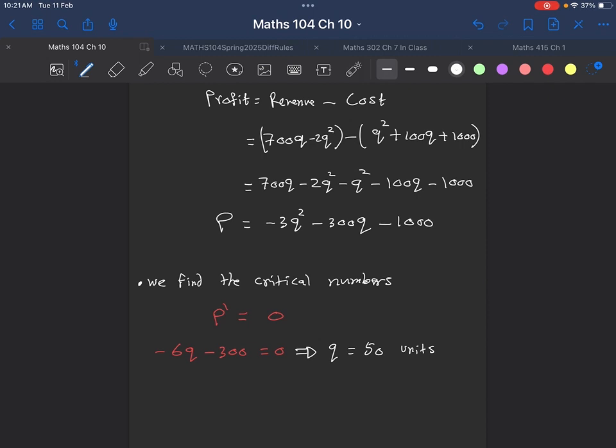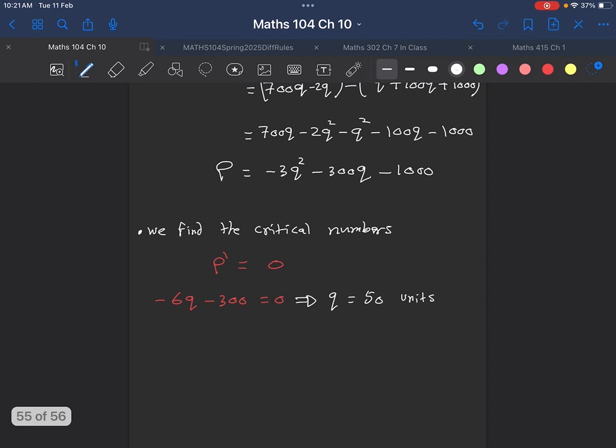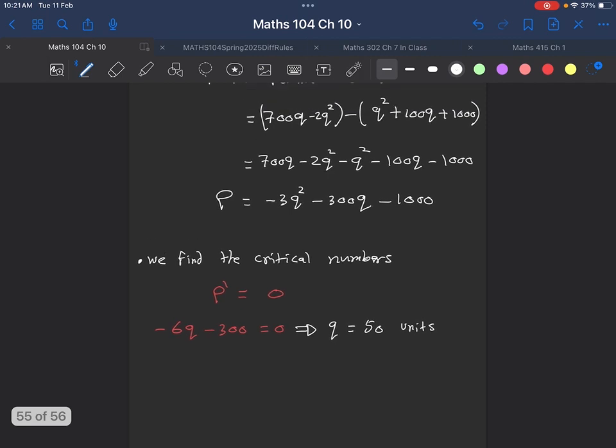And now all we need to do is just go ahead and find.